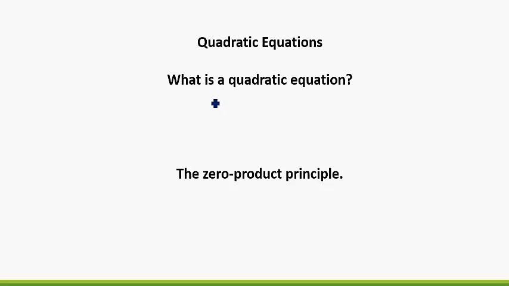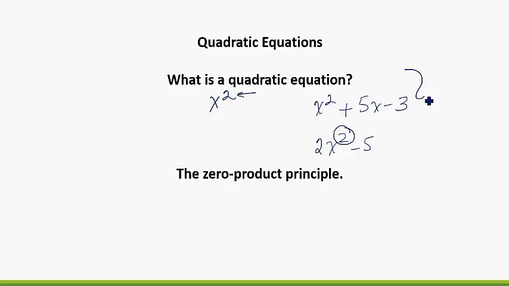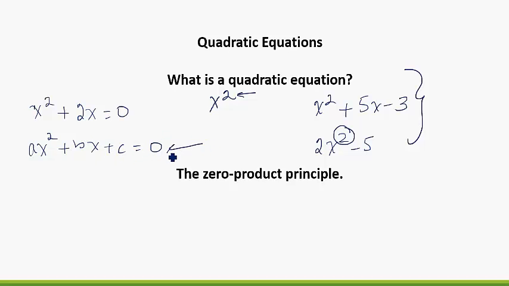and a quadratic expression is simply an algebraic expression where the greatest exponent, the largest exponent, is a 2. So it could look like, say, x squared plus 5x minus 3, or say 2x squared minus 5, as long as the largest exponent is a 2. These are quadratic expressions, but a quadratic equation is simply a quadratic expression with an equal sign, equal to 0, ax squared plus bx plus c equals 0, or anything that can be written in this form.